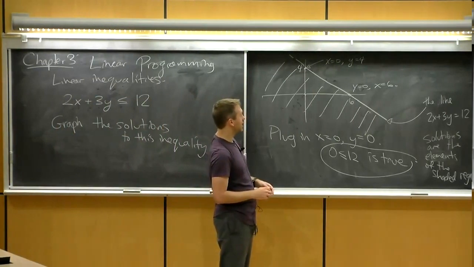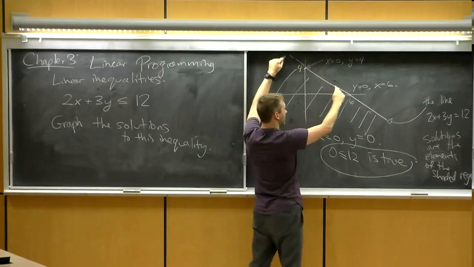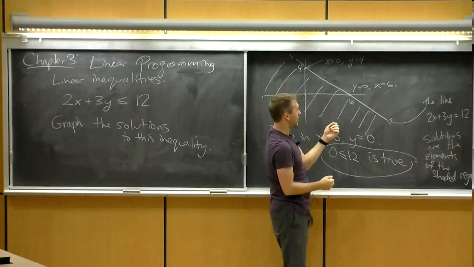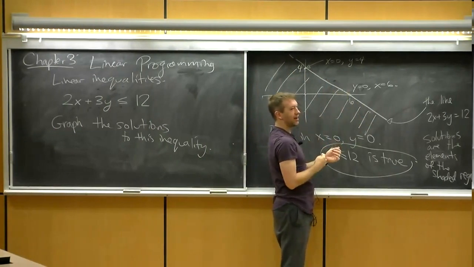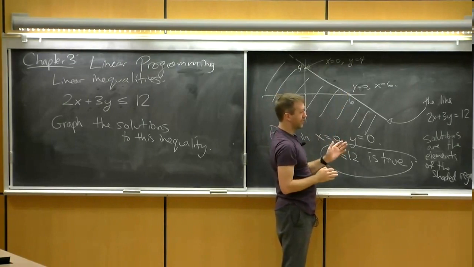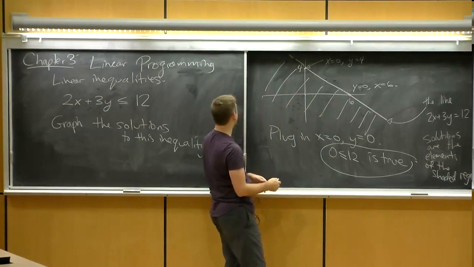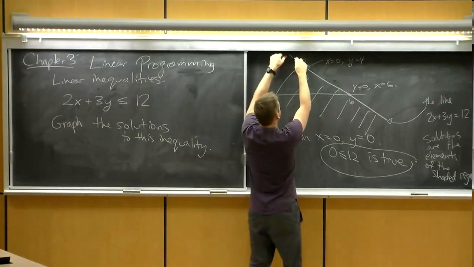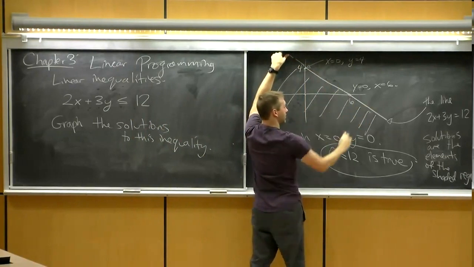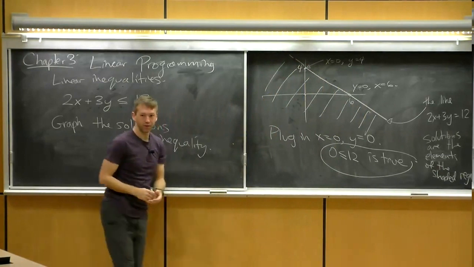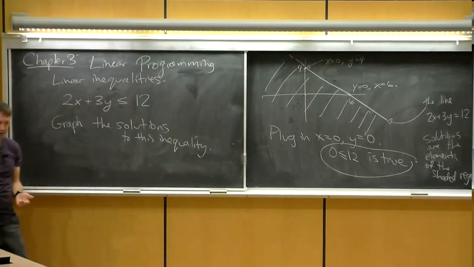Yeah, if it was strictly less than, then what I would do is maybe draw a dotted line on this line, which would mean that this line is not included, but everything below it is. We're never going to see anything like that in this course. But if you wanted to say strictly less than, you could put a dotted line, meaning it's everything below this line, not including that line. Okay, any other questions about that?